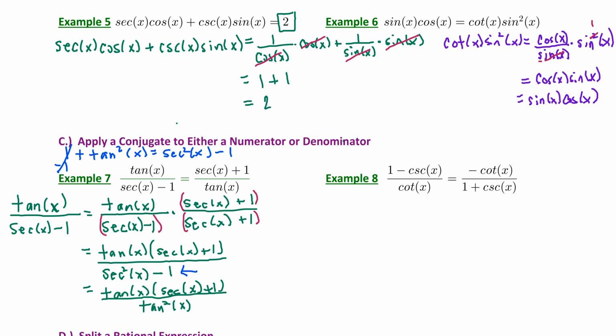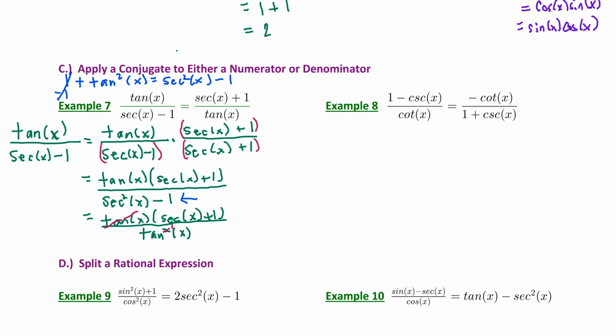Then, because we have a common factor of tangent, one of those tangent factors can cancel from the denominator, and we have achieved our goal. That is, we have simplified the expression on the left and shown that it is equivalent to the expression on the right. So we have verified the identity.